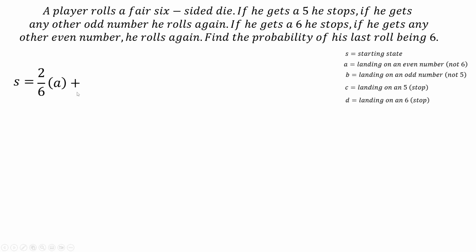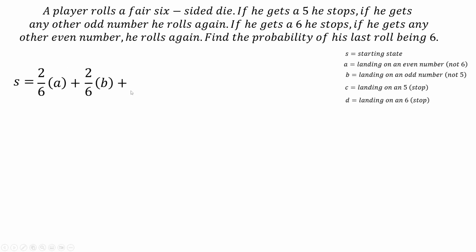Or we could land on an odd, which has probability 2/6, because there's 3 odd numbers: 1, 3, 5, between 1 and 6 inclusive, and we don't want 5 because that's the stopping condition. That would be C. So that's only 2 out of the 6, not 3 out of the 6. So that's 2/6 times B.